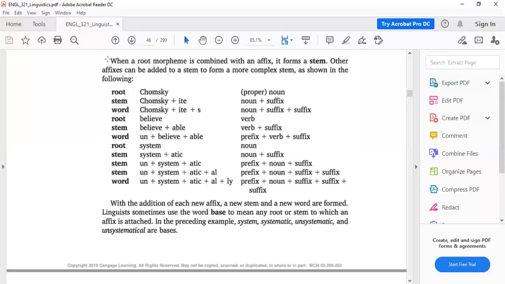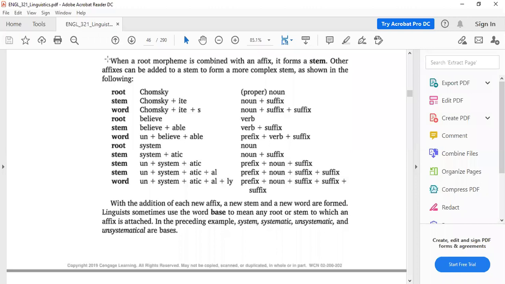Now, some of you might say, if we know what the root is now, if we add an infix to the root, it becomes a stem. So what's the difference between the stem and the word? We will see. Take this as an example. Chomsky, this is a proper noun. If we add ite, Chomsky is the root plus a suffix, it becomes what? A stem, yes.